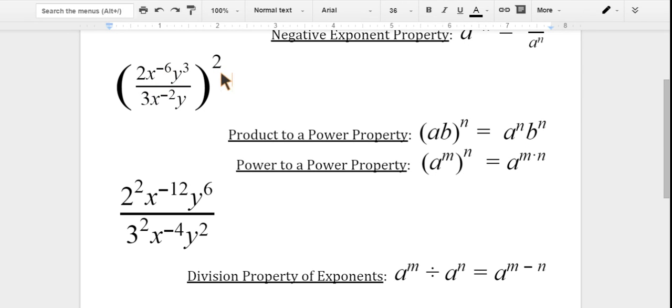Now to simplify this, we need the power to a power property, which says when I take a power, such as a to the m, to another power n, we get a to the m times n. So we're multiplying our exponent. So here, it's x to the negative 12 because negative 6 times 2 is negative 12. Lastly, we have y cubed squared, so that's going to be y to the 6th. We're going to do the same thing to our product in the denominator. So 3 squared, x to the negative 2 squared is x to the negative 4, y squared.